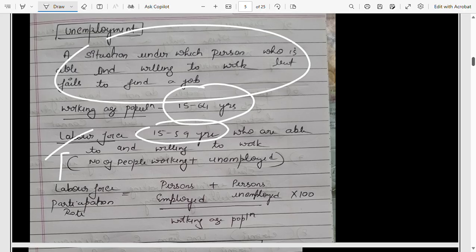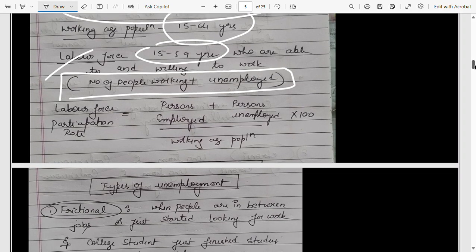The labor force includes the number of people working plus the unemployed, those who are employed as well as unemployed. That comes under the labor force. Therefore, the labor force participation rate is equal to persons employed plus persons unemployed divided by the working age population, multiplied by 100.